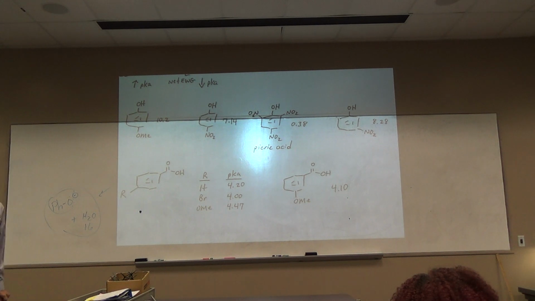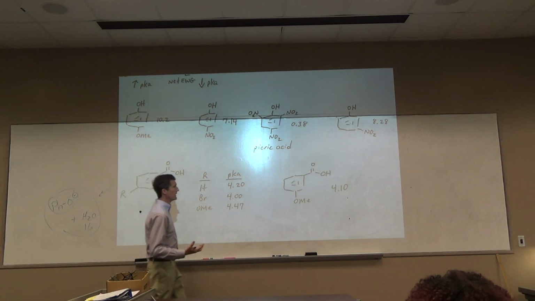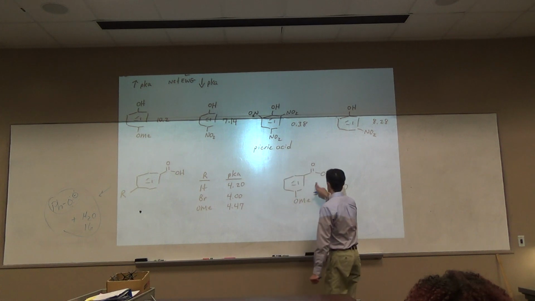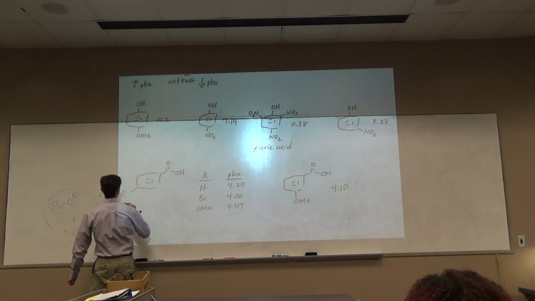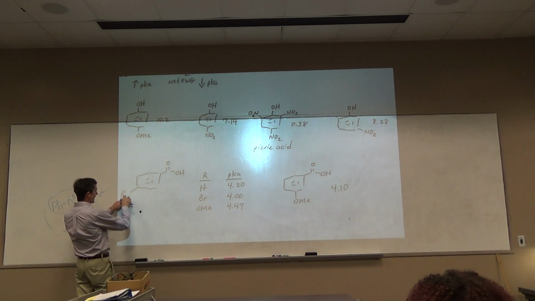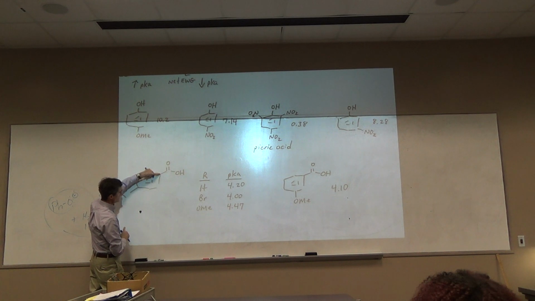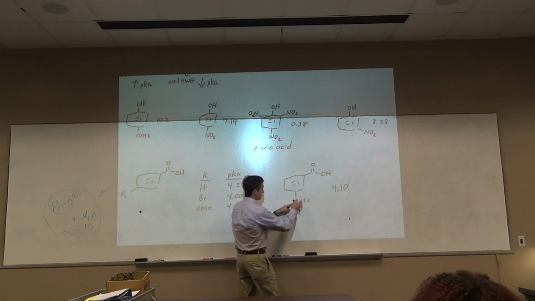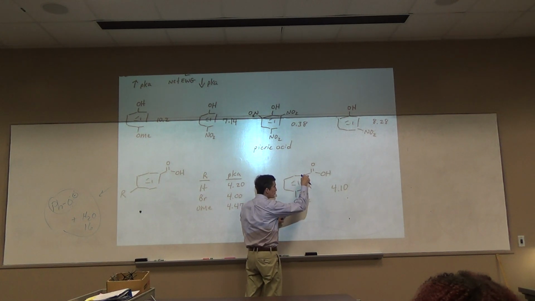You need more explanation of why. Saying something's a meta director really doesn't explain why, and I don't see the correlation. The difference is, if this is methoxy, we can draw a resonance structure of this into this and put the anion right there. But here, the anion is not going to be put right there.